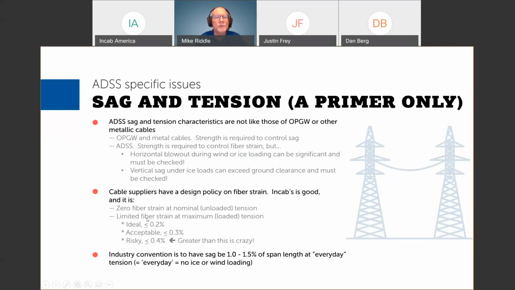Ideally, we try to keep the strain less than 0.2%. Remember, that's that ideal limit that I said came from Corning research. We think it's acceptable to go up to 0.3%. Yes, you're taking more risk, but we think it's an acceptable risk, that probability of failure is still mighty low. And then it's risky to go above this and get up to 0.4%. We don't like to do this. Like, I would try to do everything I could to avoid that.